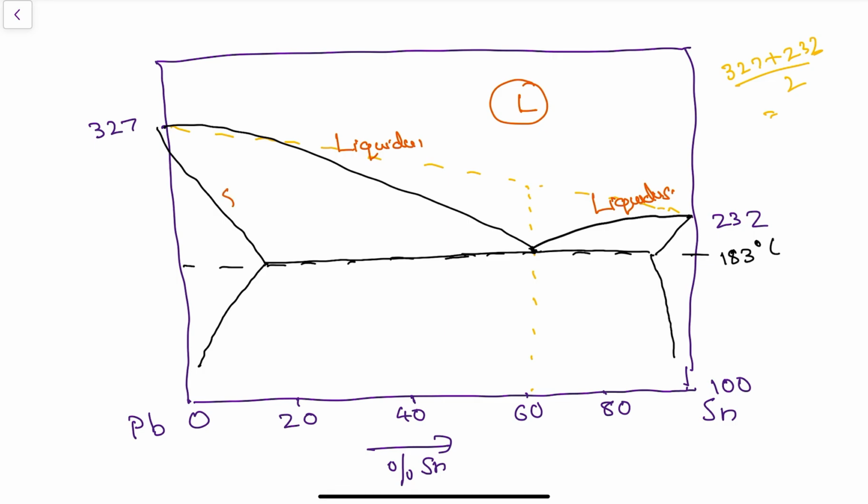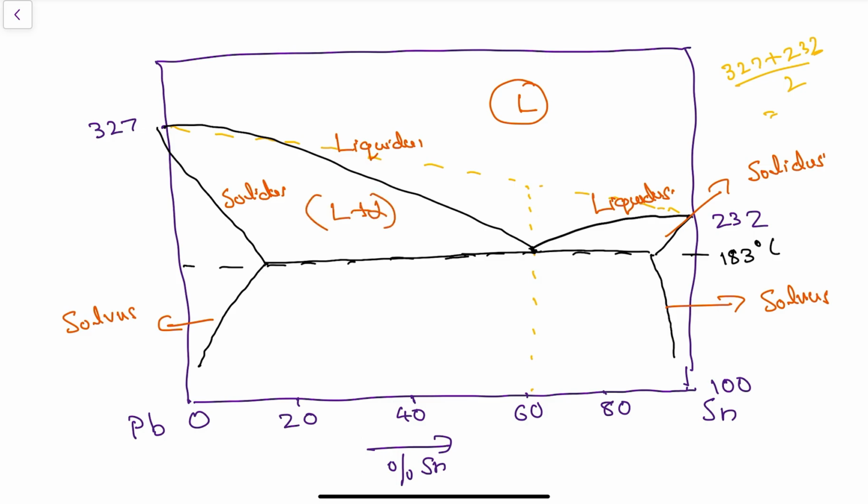And here you have a solidus line. This line is also a solidus line. And this is a solvus line. We have to see what exactly a solvus line is. In the region between liquidus and solidus, you have L plus alpha, and here you have L plus beta. Here you have alpha, and here you have beta, and in this region you have alpha plus beta.